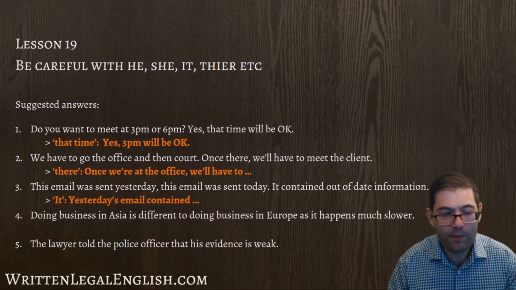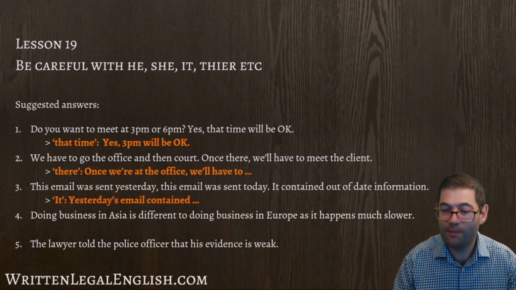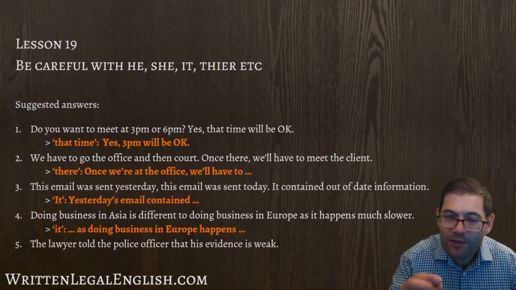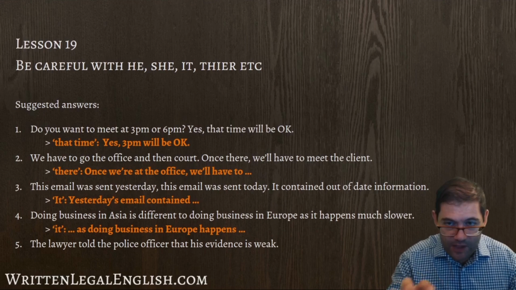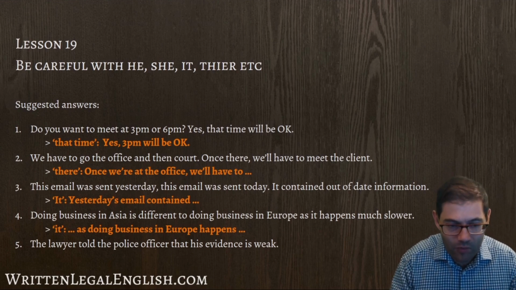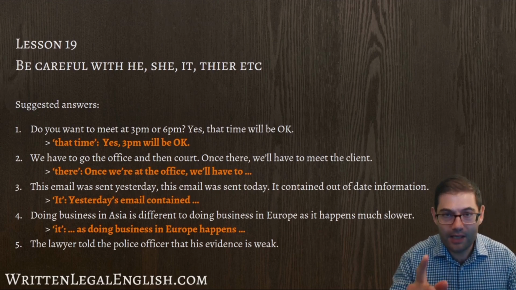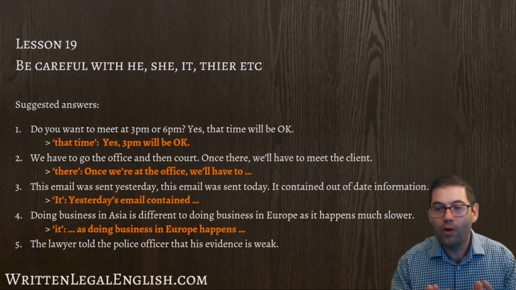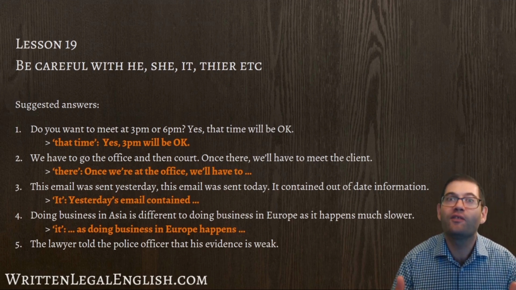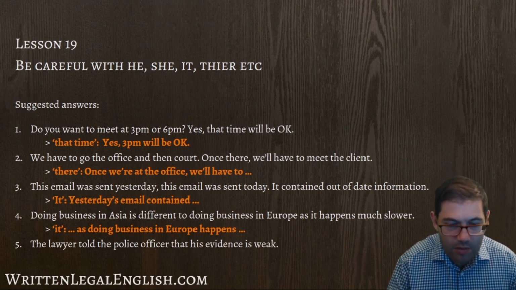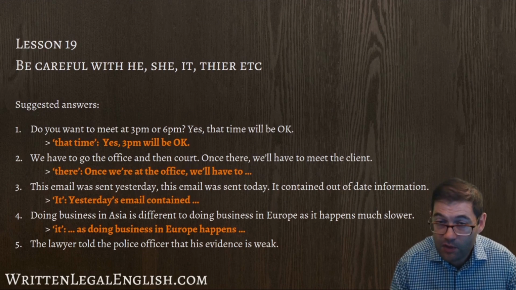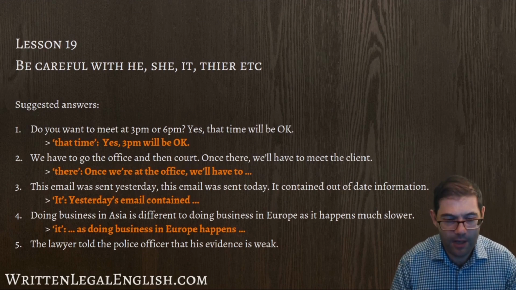For number 4, doing business in Asia is different to doing business in Europe as it happens much slower. What's the problem word? Once again, it's it, and you'll see very often, or in a lot of the examples that you'll see if you look for unclear antecedents, that it is a problem word. And of course, it refers to two different things in this sentence, either doing business in Asia or doing business in Europe, and one of those is much slower. So we have to identify that, as doing business in Europe happens much slower as doing business in Asia happens much slower. As long as you've chosen one of those, you're going to be okay.